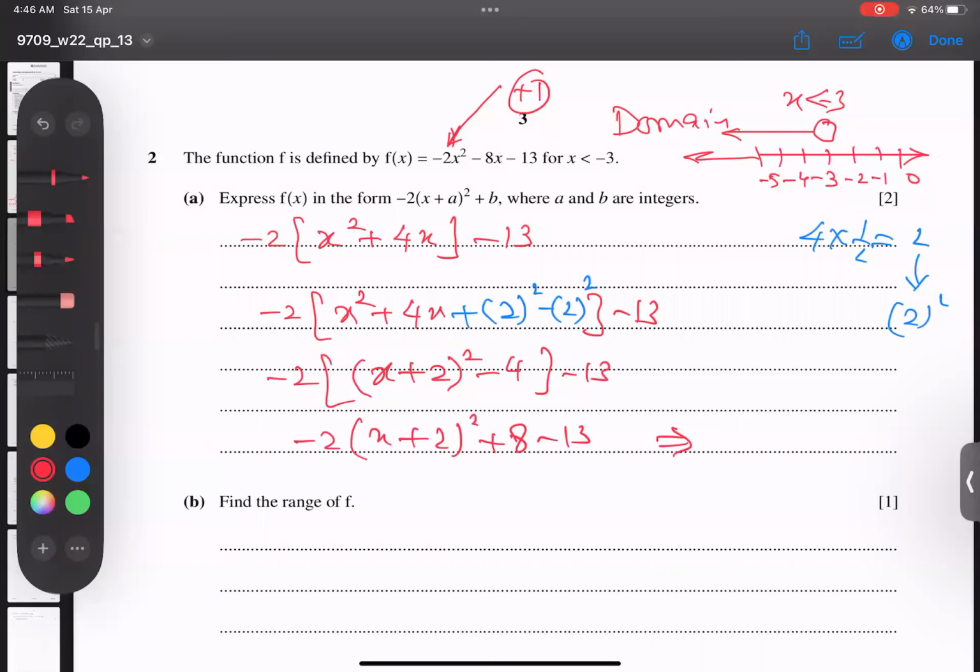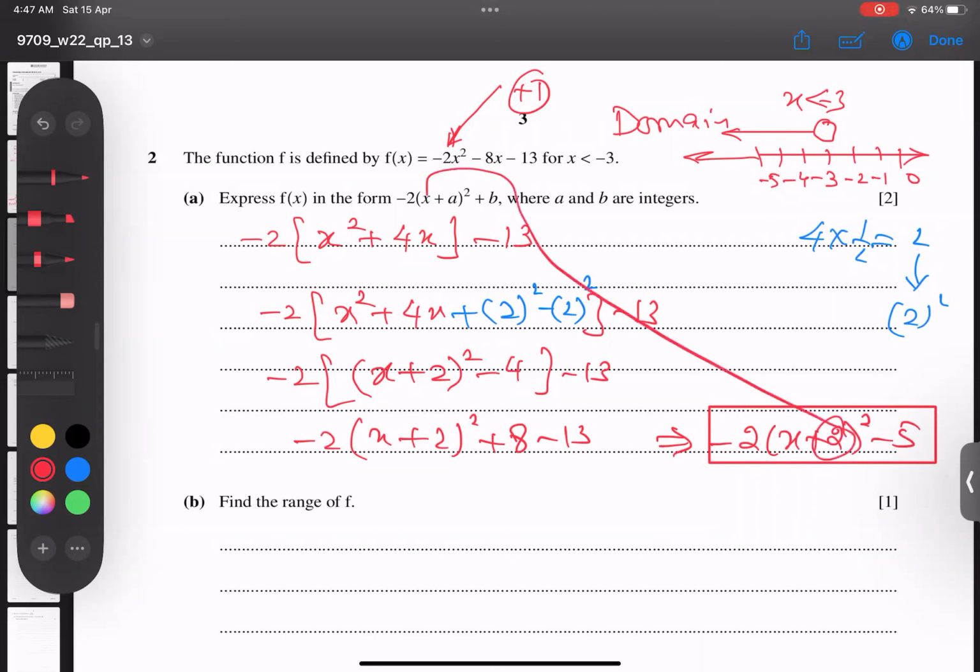So I get -2(x + 2) whole squared plus 8 minus 13. And finally, I get what? -2(x + 2) whole squared minus 5. And this is my final answer. And I believe you got the point very, very clear. If he asks you for the integers, although he's not asking us, A value is 2 and B value is minus 5. I hope the point is very clear.